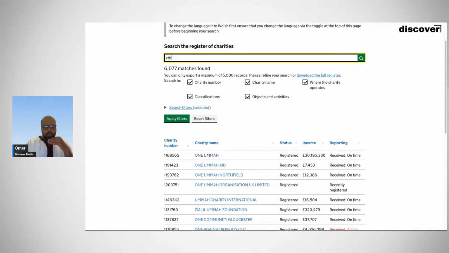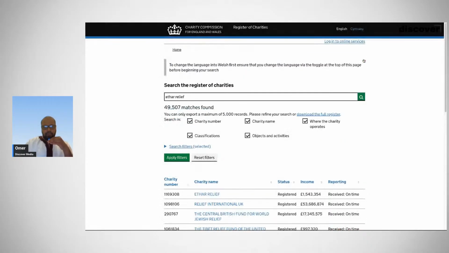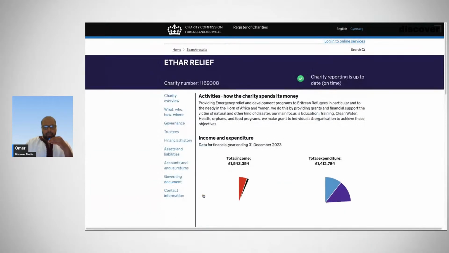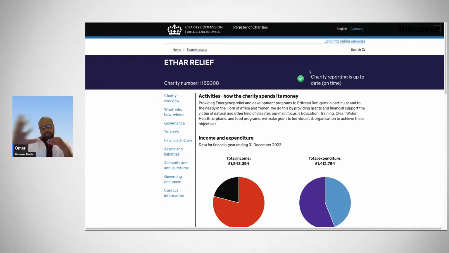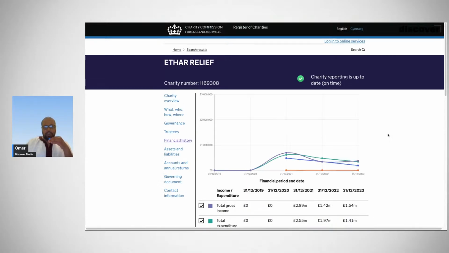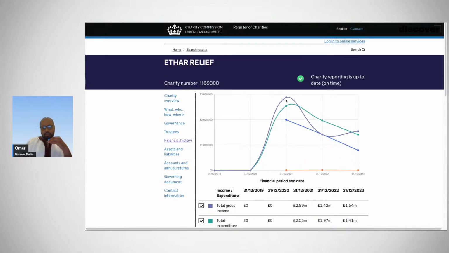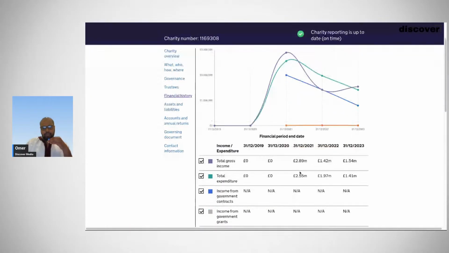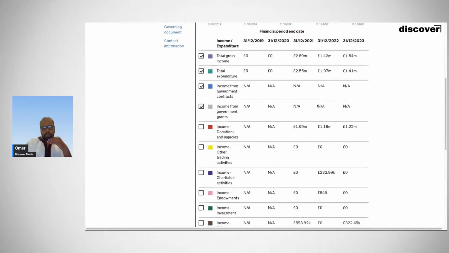Let's look at Ethar Relief, which is an organization that I know and I've worked with. This is out there. It's public, so we're not going into people's offices. We're just giving a quick insight. I haven't done this, so I'm just going to check it now. Financial history. Look at that. Look at that. Now, what does this orange color mean?